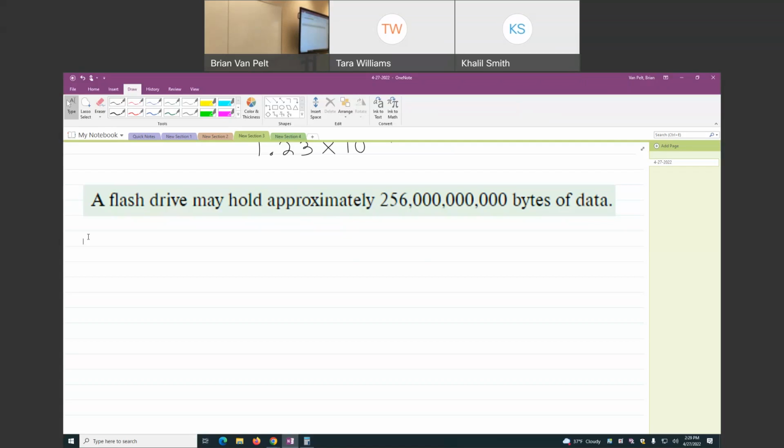So once again, before you start counting any zeros or decimals, what do you know your answer is going to look like? You know it's going to look like 2.56 times 10 raised to some power. Is that power going to be positive or negative? Positive. So we know it's going to be positive.